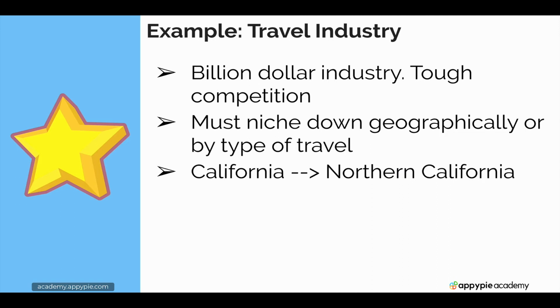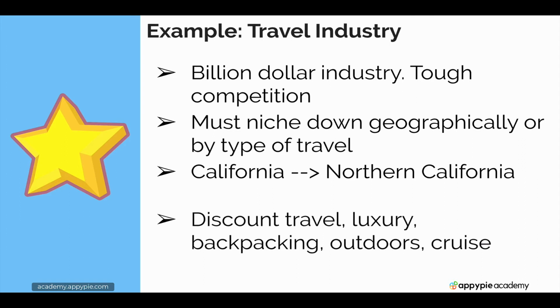By geographical, I mean you can focus only on one country like United States travel, for example. But that's still huge, right? So you would go one state, maybe a popular state to travel to is California. Even then, it's a big, big state. So you will go like Northern California. And inside Northern California, you can have discount travel, outdoors, because it's a very outdoorsy area. You can have luxury travel, backpacking, even cruises around California on ships along the coast.